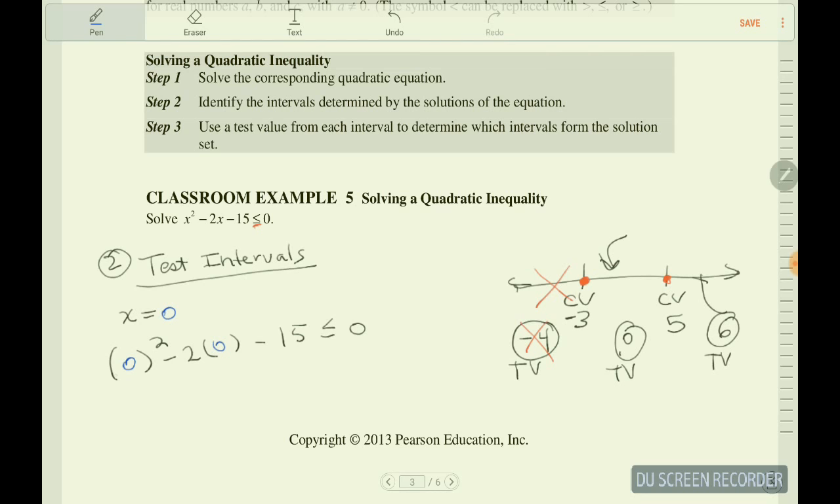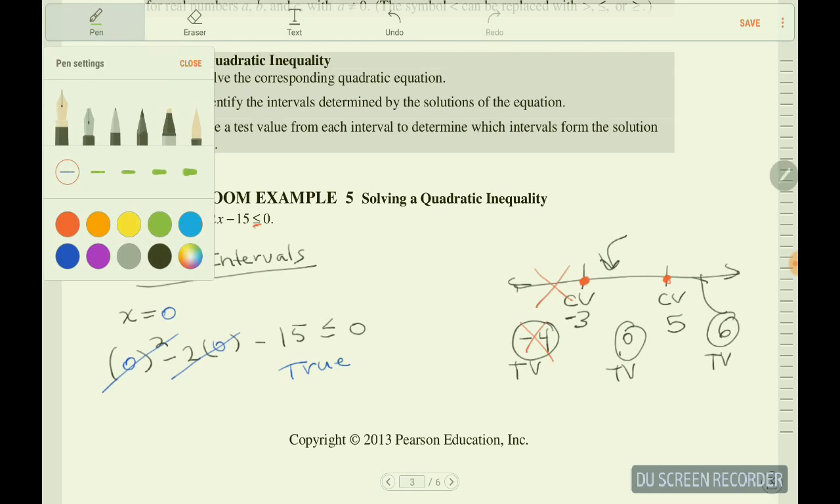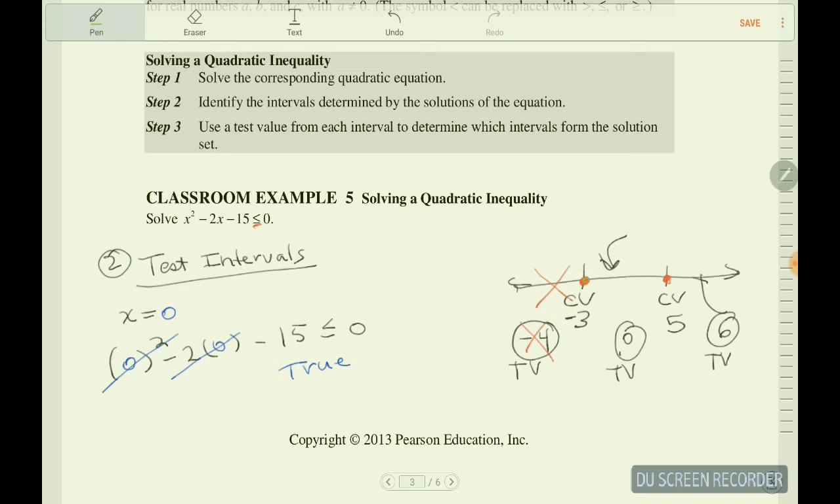All right, so this zeroes out, this zeroes out, and then we see -15 is less than or equal to 0. Well, that's true. So then that region is a good region. So we will be using -3, we will use everything in between -3 and including +5. And now I'm just going to test that last region using x equals 6.